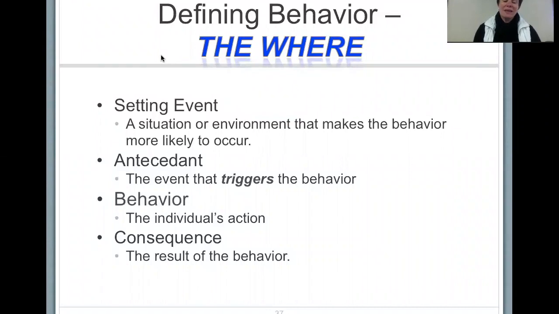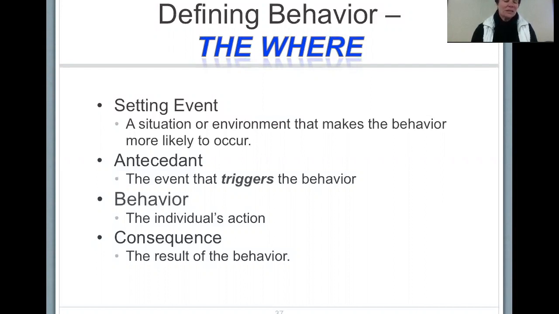Now that you've had some practice with defining the behavior and the what of behavior, we're going to turn our focus to the where of behavior. 4 areas of consideration are given when we look at the where of behavior. The first is setting event. A setting event is a situation or environment that makes the behavior more likely to occur. Antecedent, the event that triggers the behavior. Behavior is the individual's action, and consequence is the result of the behavior.